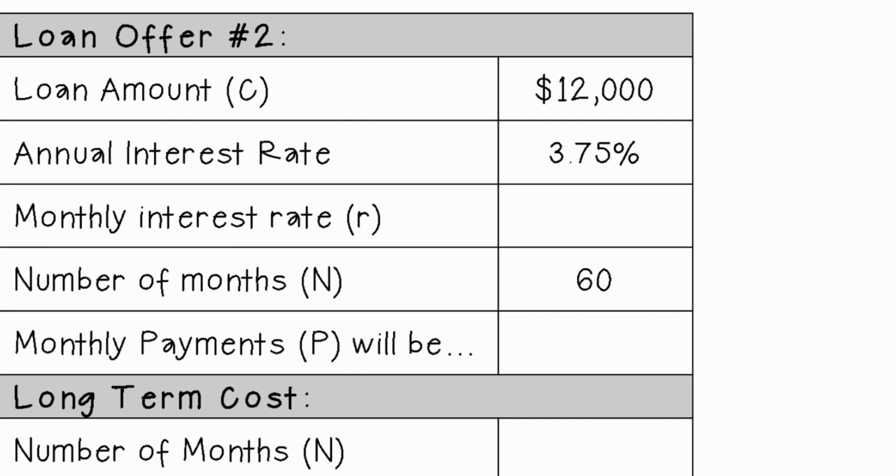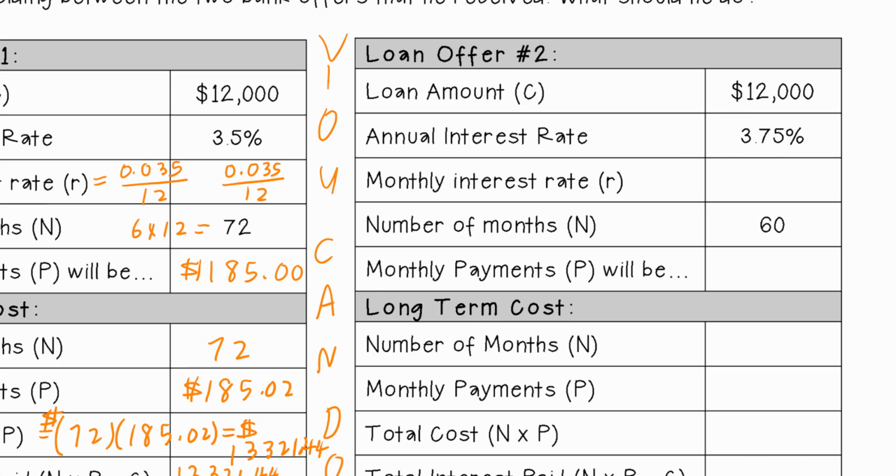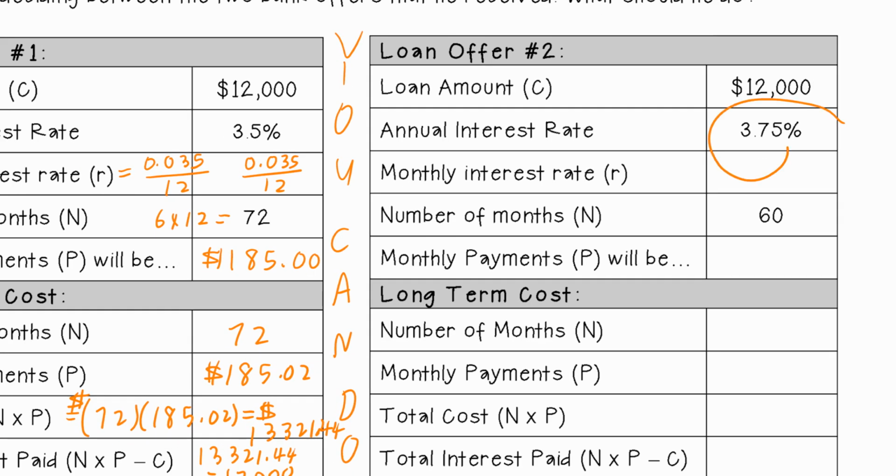We're starting with the loan amount of $12,000 again. Notice this time the annual interest rate is 3.75%. So before we keep going, I would like you to think about this using common sense, even though common sense may not be common action, but think about it from a common sense perspective.